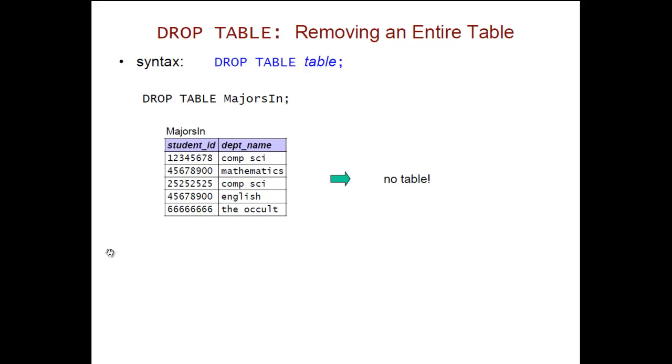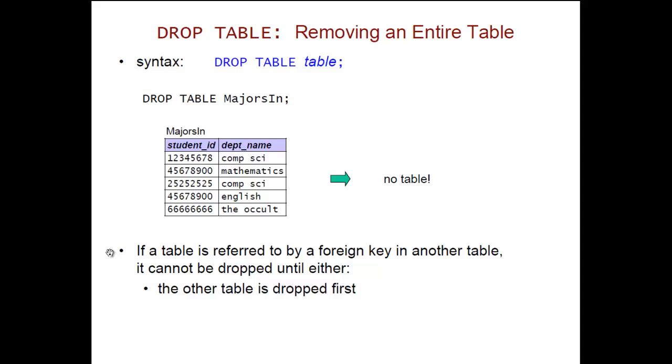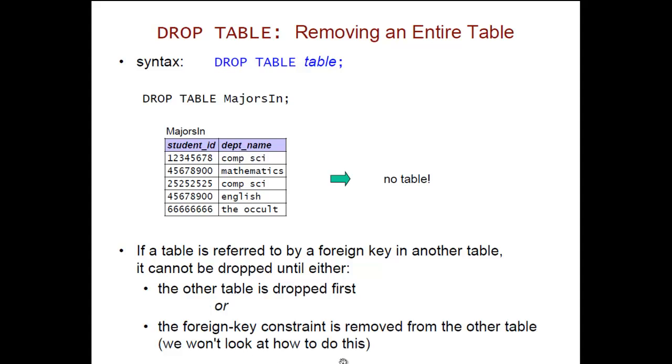Here again we can run into referential integrity issues if the table we're trying to delete is referred to by a foreign key in another table. If that's the case, we can't drop the table until that other table with the foreign key is dropped first, or there are ways to remove the foreign key constraint from that other table, although we're not going to look at how to do that in this class. So you want to make sure to take care of foreign key issues first, and then you can drop the table.